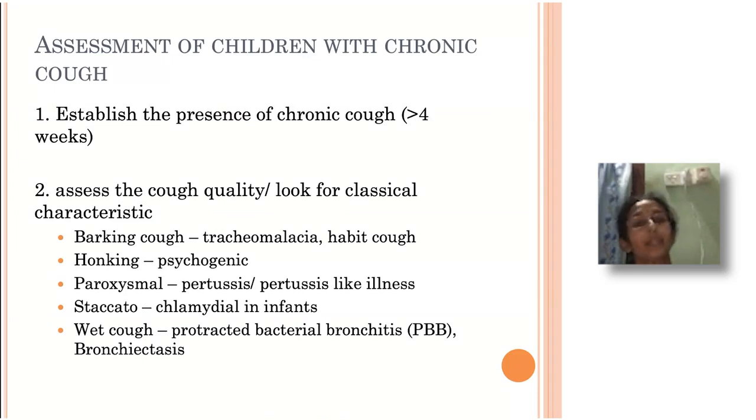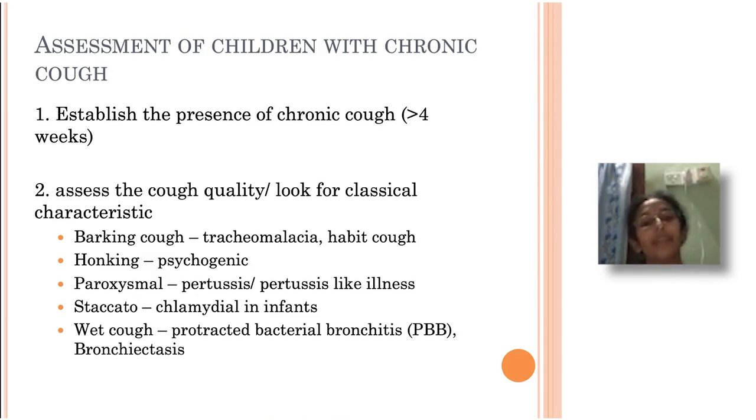So now we will look at the assessment of children with chronic cough. First, we have to establish the presence of chronic cough, meaning it is lasting more than 4 weeks. And then assess the cough quality. Look for the classical characteristics. They may suggest the cause of the cough.